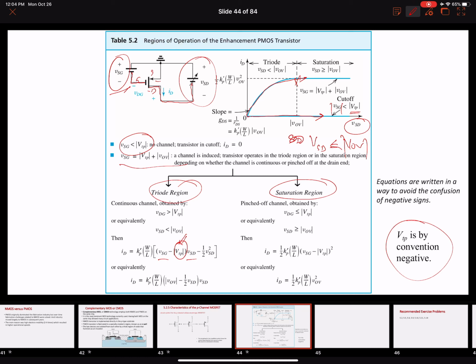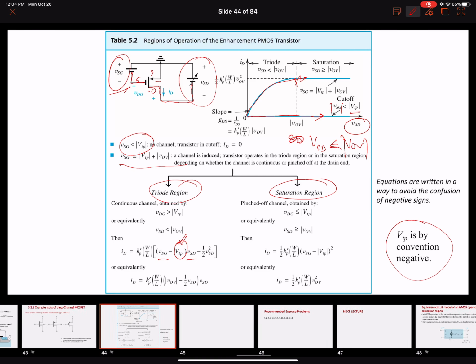So using these conventions, you can easily solve all the questions related to the PMOS and the NMOS. I will also upload some recommended homework problems that you can solve.